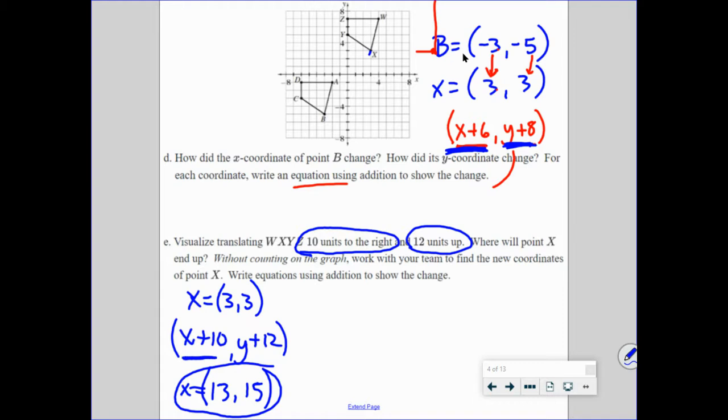This right here, Y plus 10 or X plus 10, Y plus 12. Does that make sense? If not, we'll talk about it some more, and we're going to practice this a whole lot more. But hopefully you're starting to see that connection.